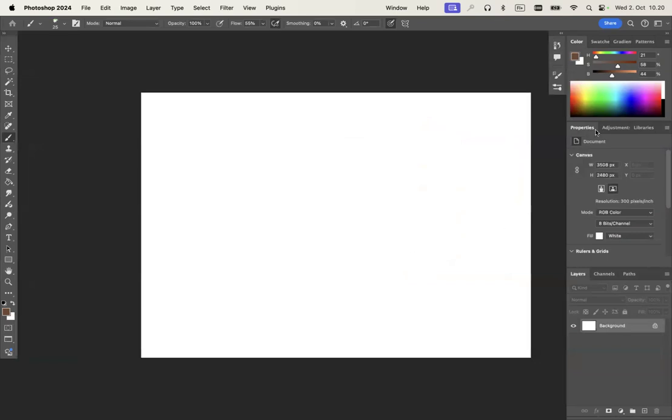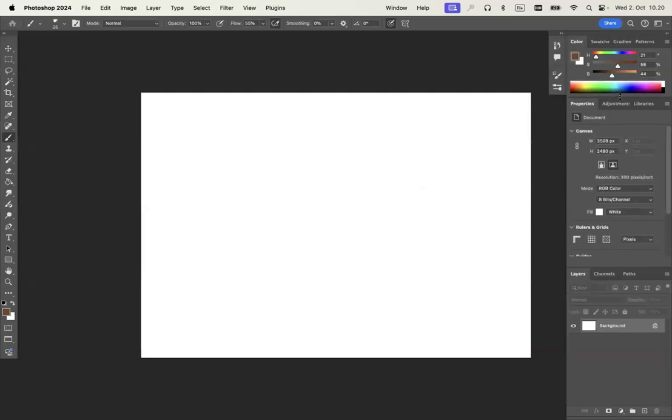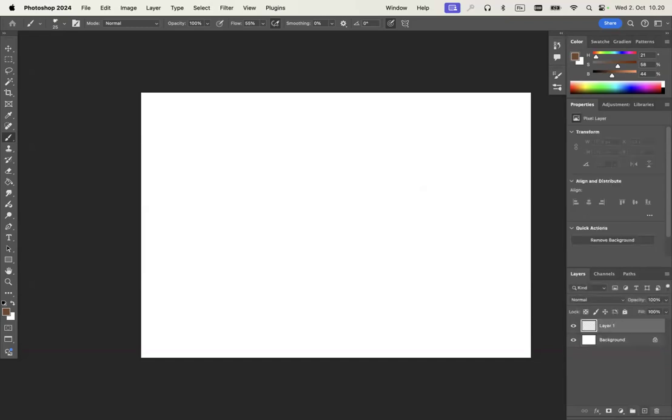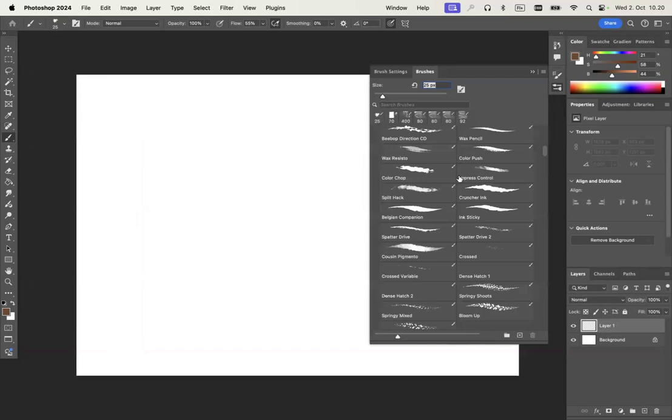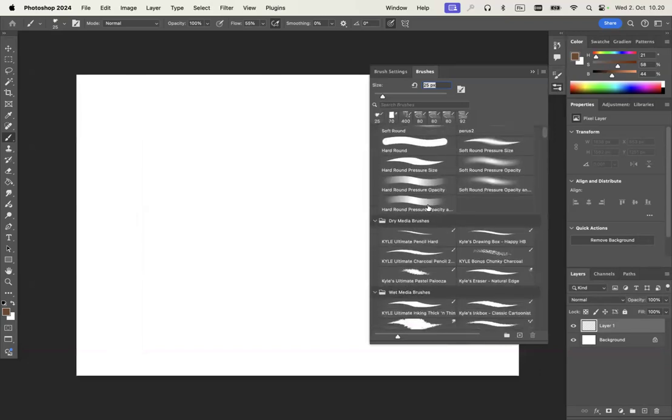Okay, there we go. And I've adjusted the workspace so that it's nice for drawing and painting. And I'll create a new layer for my sketches. And let's have a nice pencil here. That one is not bad.